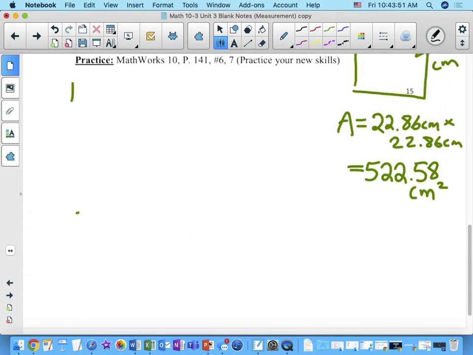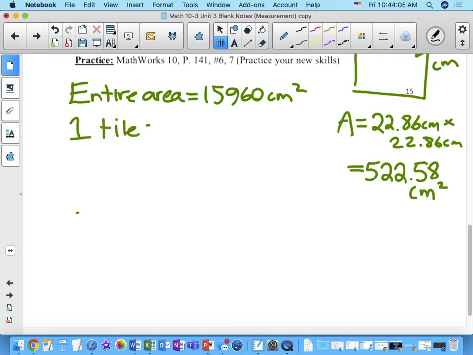The area of the whole thing, let's write this out over here. So the entire area is 159,600 centimeters squared. One tile is 522.58 centimeters squared. How could you figure out how many tiles you need? If you need to cover this amount of area and each tile covers that amount, how would you figure out how many tiles you need?